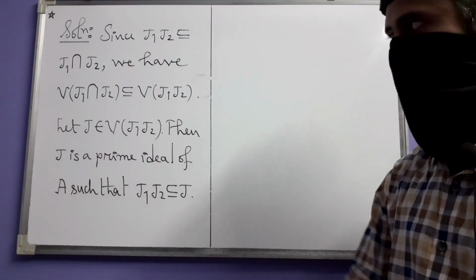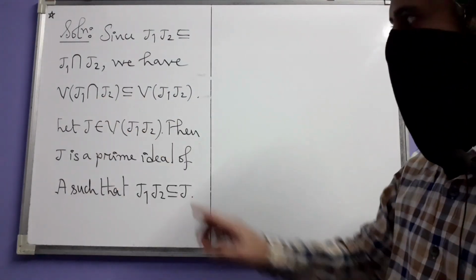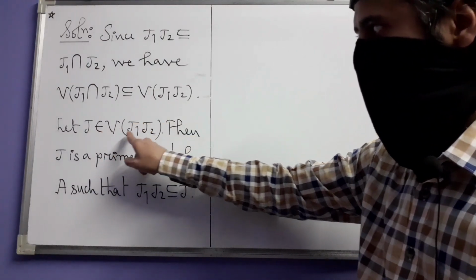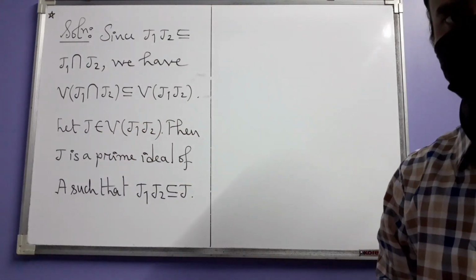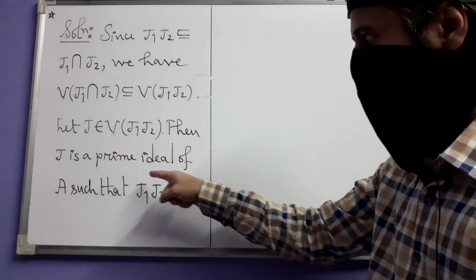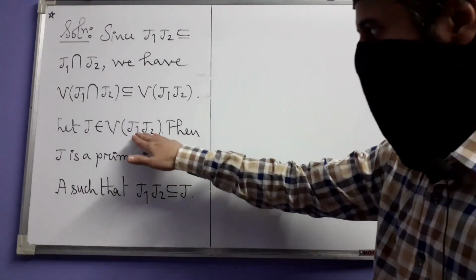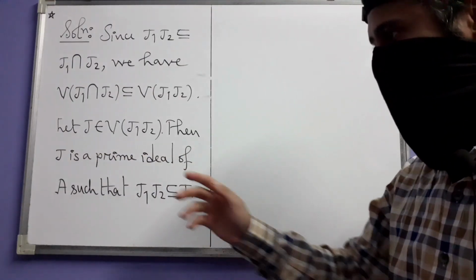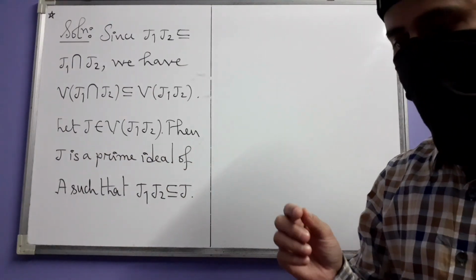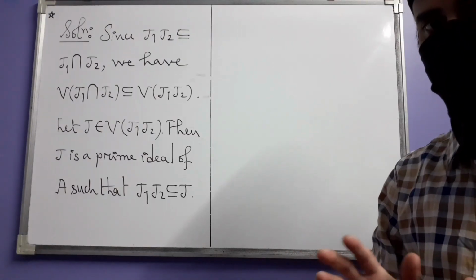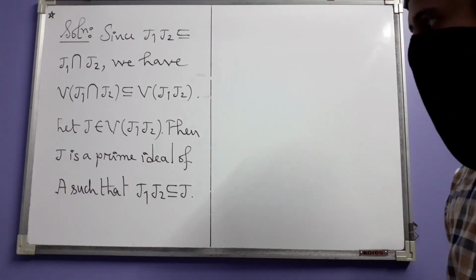To prove that the reverse inclusion is also true, we take any element here in this set. Let J be any element in V of J1 J2. Then, by definition, J is a prime ideal of A such that J contains J1 J2. Instead of writing this every time, J is a prime ideal of A, you can also write that J belongs to the set capital X, because that's the set of all prime ideals.